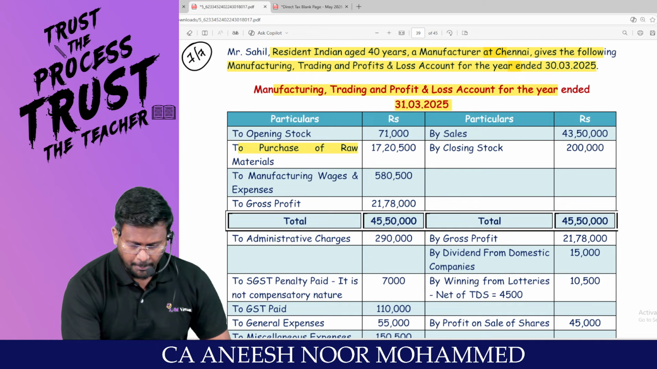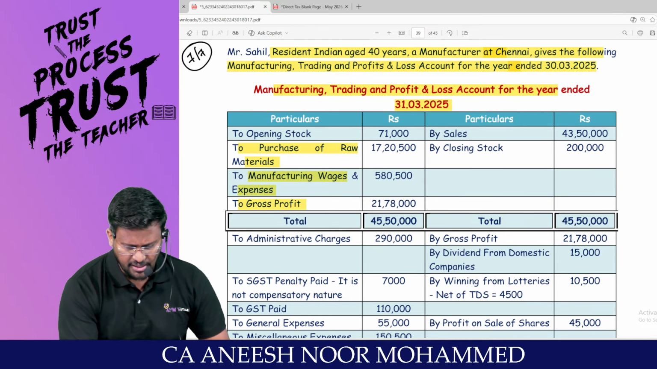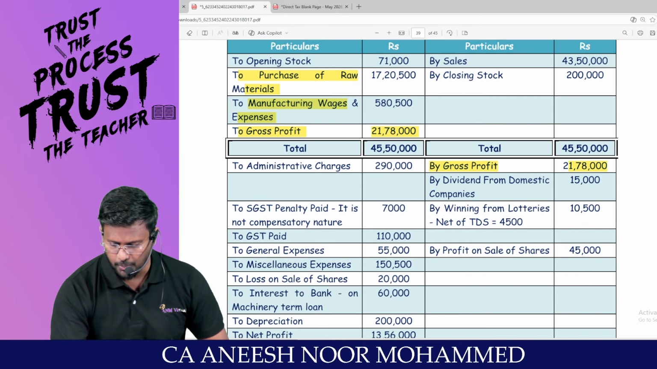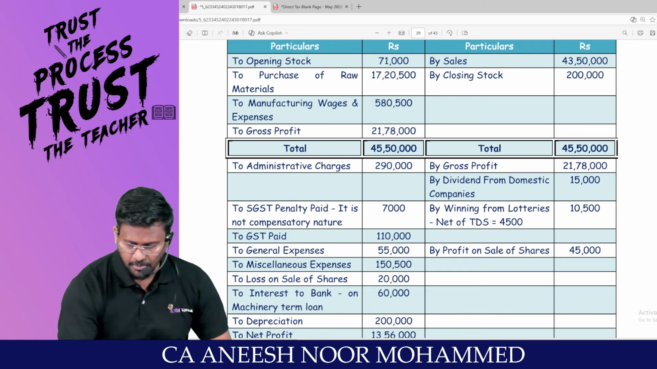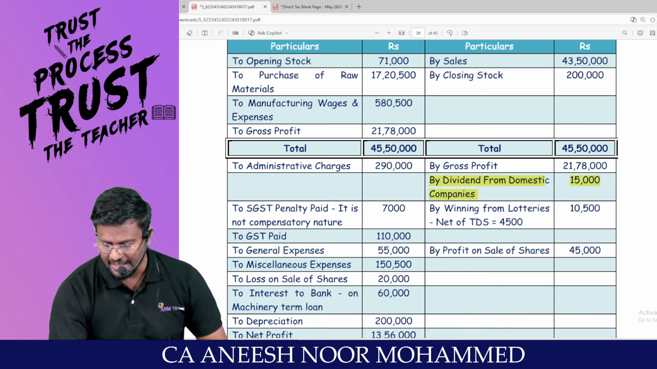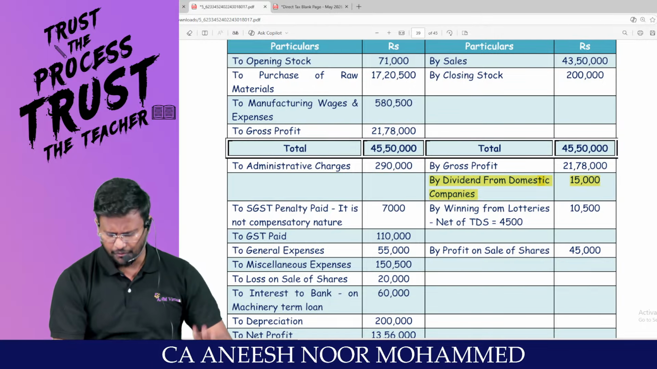Opening stock given, purchase of raw material, manufacturing wages and expense, gross profit, normal item only, gross profit. From here only, impurities: dividend from domestic company. Sir, dividend should be taxable under IFOS, should be deducted from PGBP, include under IFOS.